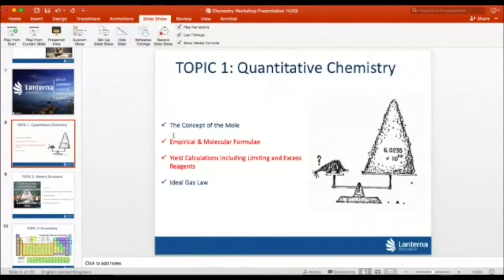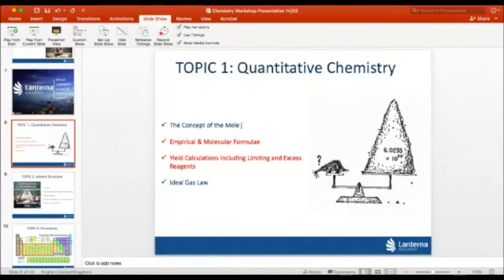The other thing is remember the difference between your empirical and molecular formulae. So your empirical formula is the simplest ratio, but the molecule won't necessarily exist as that simplest ratio molecule, whereas the molecular ratio is the actual ratio in the molecule. And you'll have to calculate that from either the mass composition or percentage composition, that kind of thing.